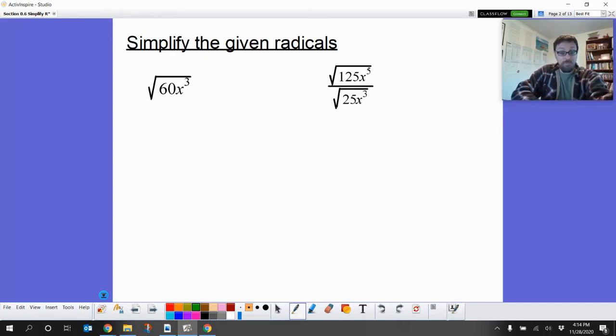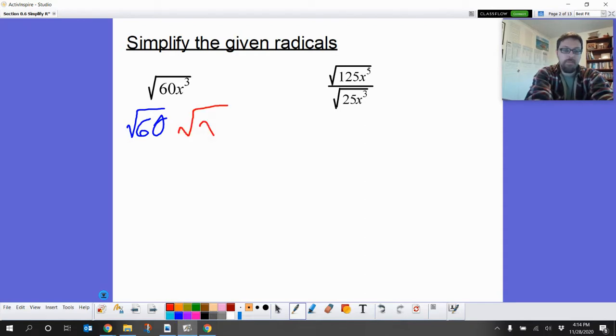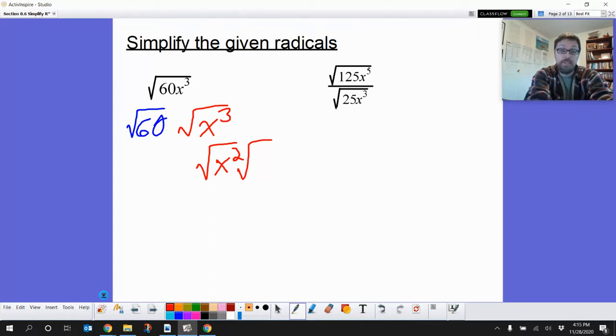So to simplify this radical, I actually imagine it as two separate problems. I've got the square root of 60 and the square root of x cubed. You can treat them separately like that. Now, what you want to do with each one is break it up so that one thing is a perfect square and the other thing is not. With exponents, it's really easy. You just drop it down one because even exponents are perfect squares. So then you say, okay, well, x squared times what is going to be x cubed? Well, x.